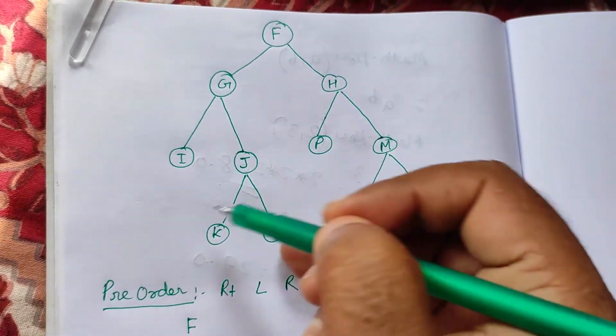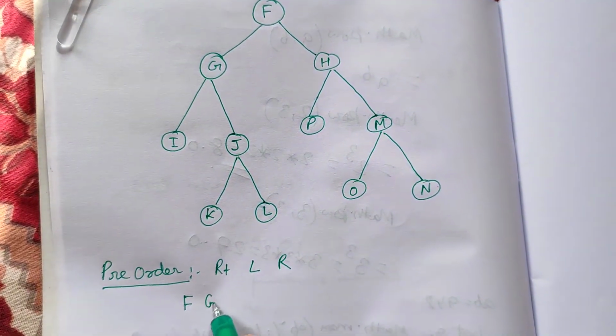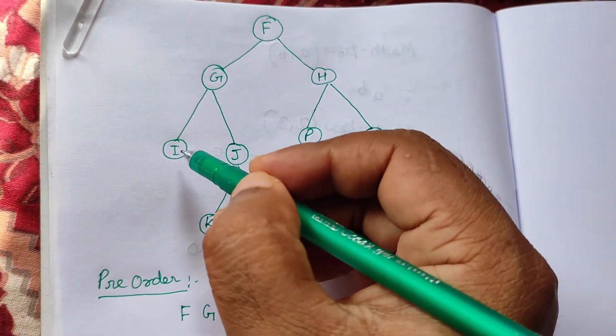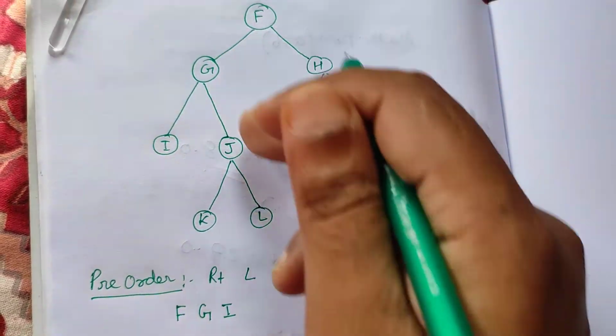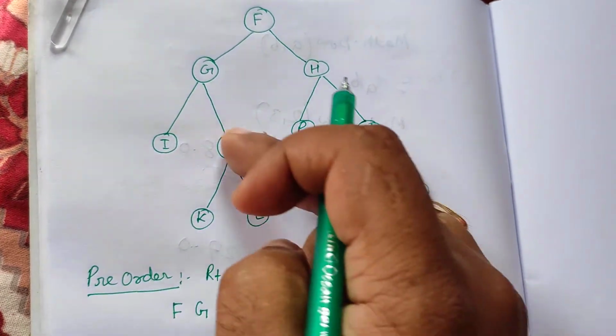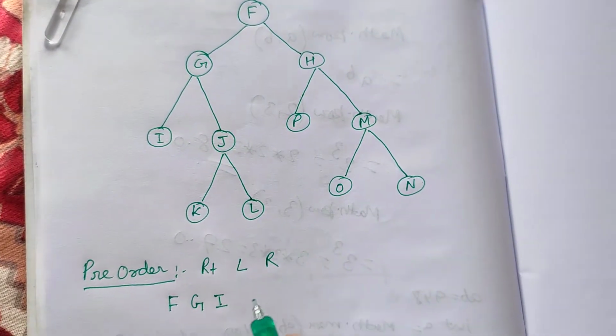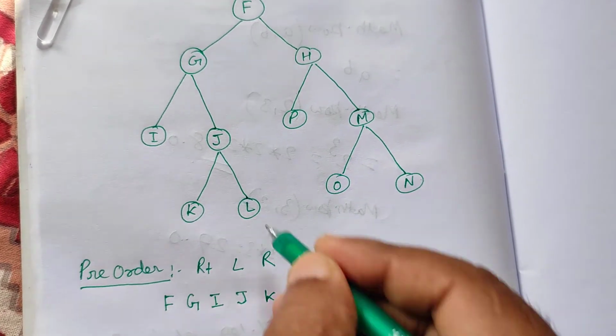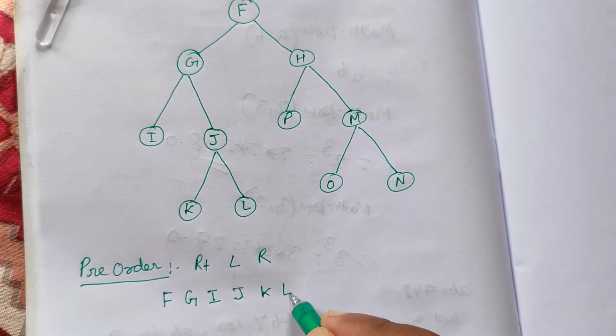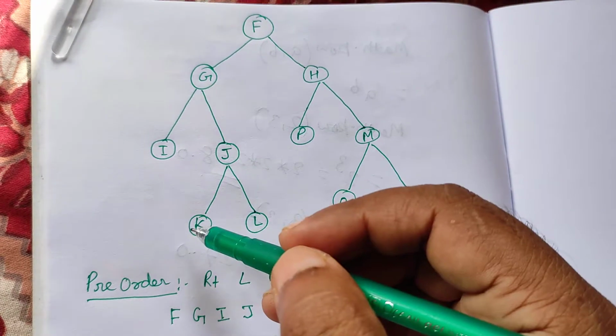So here which one is root? G is root, so we will write G. Then left part is I, so we will go to I. Then right, in right this is root, so first we will take root, that is J. Then left is K, and then right is L. So we have done our left part after root.